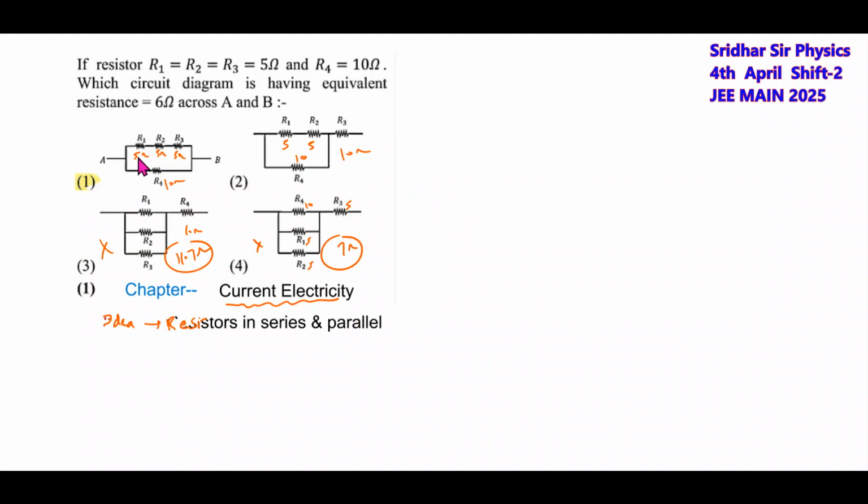15 parallel to 10 ohm. 15 into 10 by 15 plus 10, that is 150 by 25, which is 6 ohm.